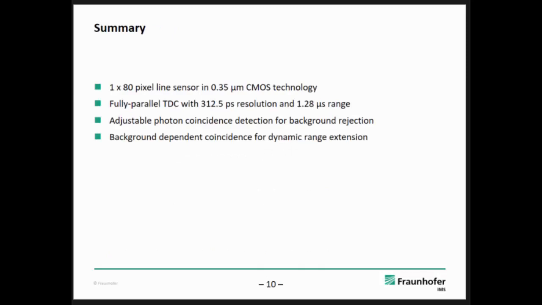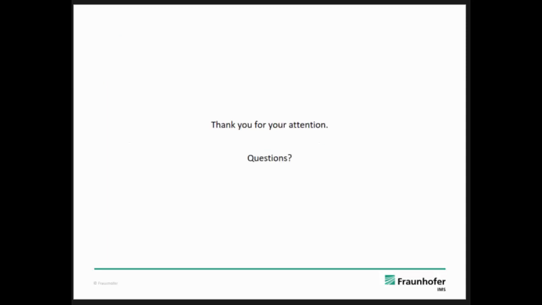So, in summary, we have designed an 80 pixel line sensor in 0.35 micrometer CMOS technology and use a parallel TDC for all the pixels with a resolution of 312 picoseconds and a full-scale range of 1.28 microseconds. We have adjustable photon coincidence detection to adjust to different levels of background intensity. And we are currently working on the automatic adjustment of the coincidence to increase the dynamic range of the measurable target reflection. Okay, thank you.